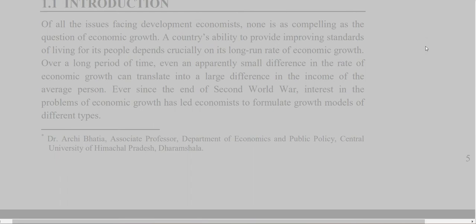1.1 Introduction. Of all the issues facing development economists, none is as compelling as the question of economic growth. A country's ability to provide improving standards of living for its people depends crucially on its long-run rate of economic growth. Over a long period of time, even an apparently small difference in the rate of economic growth can translate into a large difference in the income of the average person. Ever since the end of the Second World War, interest in the problems of economic growth has led economists to formulate growth models of different types.